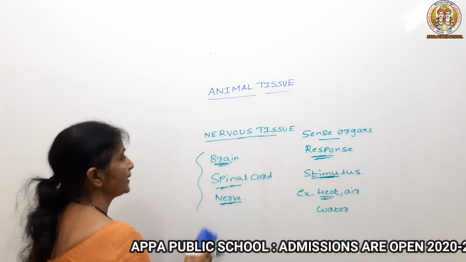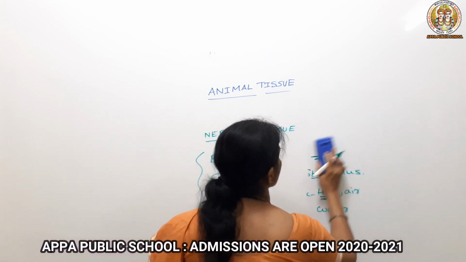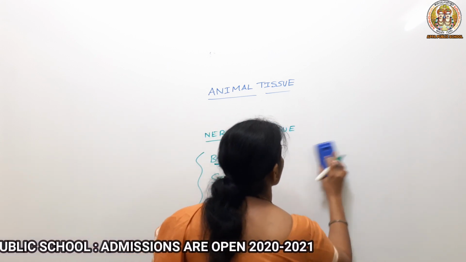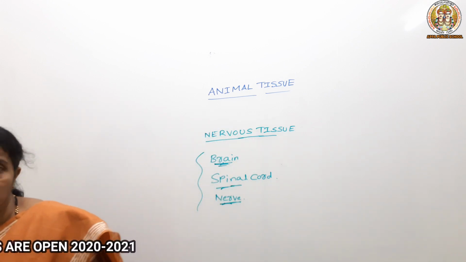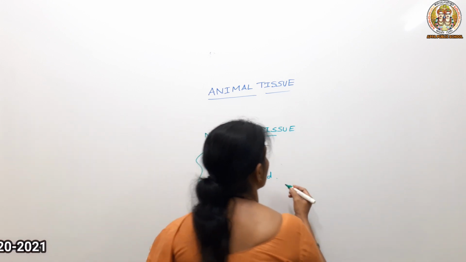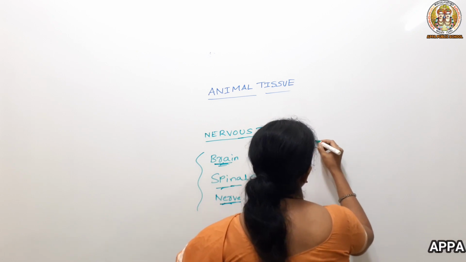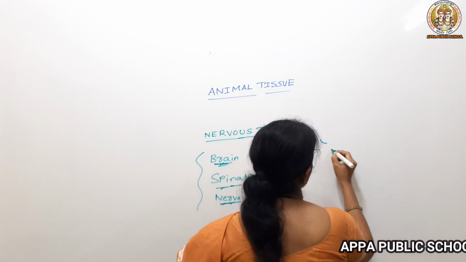Okay, so let us see what the structure of this neuron is. Within a fraction of a second we will get the message. So we can see the structure of the neuron.